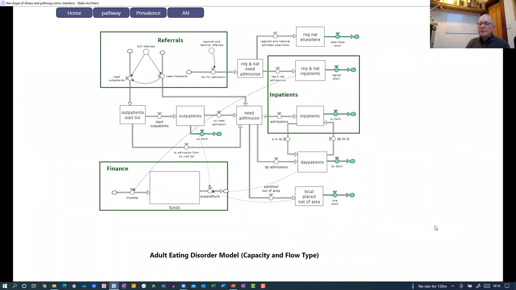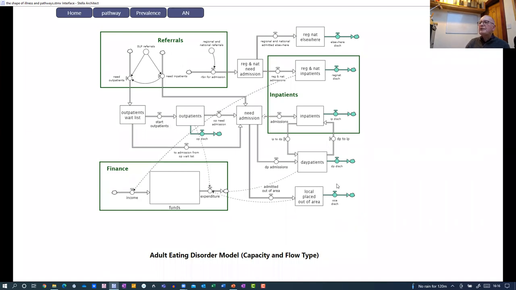And this is actually the model that we built when we looked at the adult eating disorder pathway in South London. Although we're not going to be running this model for you, it gives you a sense of it, that it's got the same kind of structure, with various levels of service. People come in, go through outpatients, and many are discharged as outpatients. Some go on to require inpatient treatment or to be day patients, which is attending a hospital during the day but not occupying a bed.